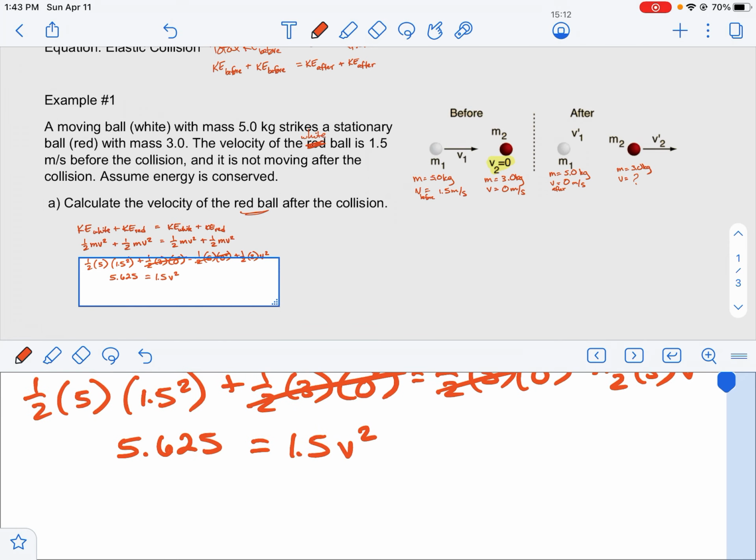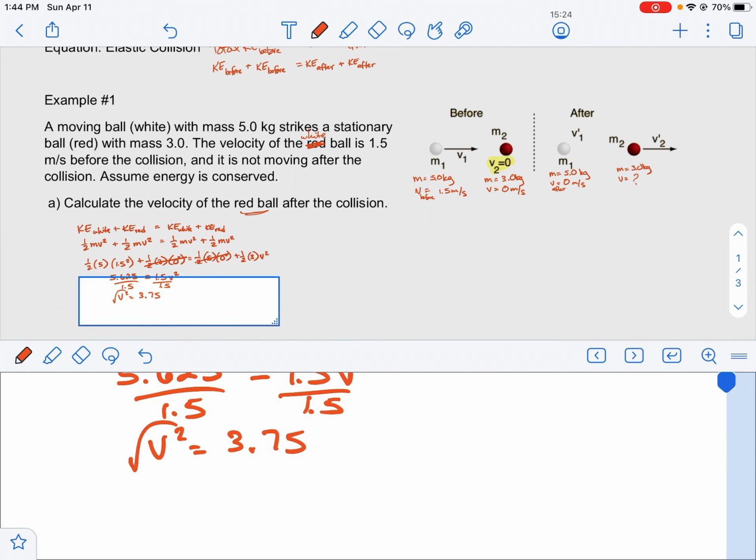Okay, so now what's the next step? We're going to divide both sides here by 1.5 because we'd like to get v by itself. And that is going to give me v squared of 3.75. And then if I take the square root of everything, that gives me v is 1.9 meters per second.